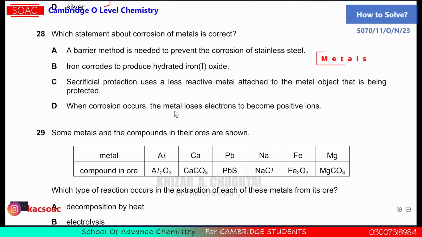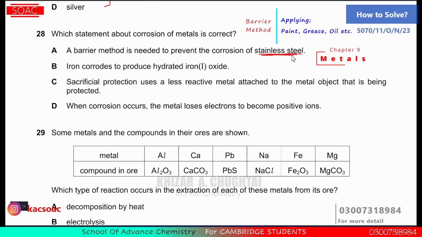Question number 28: which statement about corrosion of the metal is correct? A. A barrier method is needed to prevent the corrosion of stainless steel. No, a barrier method is not required. There is a coating of chromium and nickel in stainless steel, so a barrier method is not needed in this case.